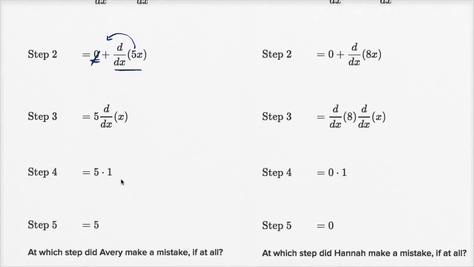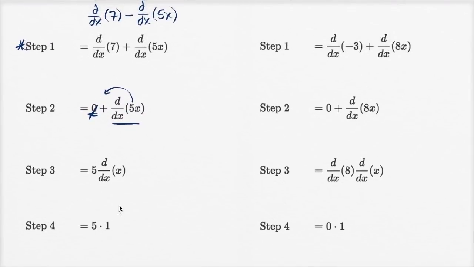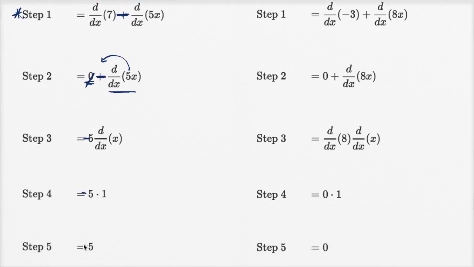And at the end, they just ask, at what step did Avery make a mistake? So she clearly made a mistake at step 1. This right over here should have been a negative. If that's a negative, then that would have been a negative, then this would have been a negative, then that would have been a negative. And then her final answer should have been negative 5.